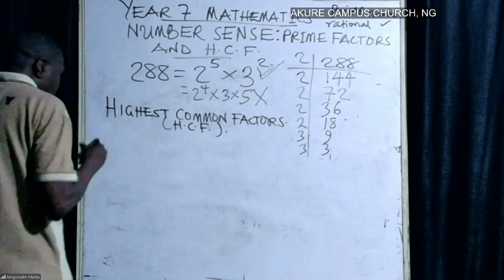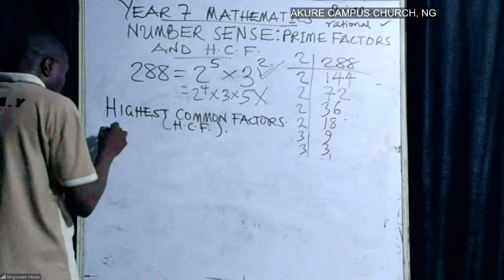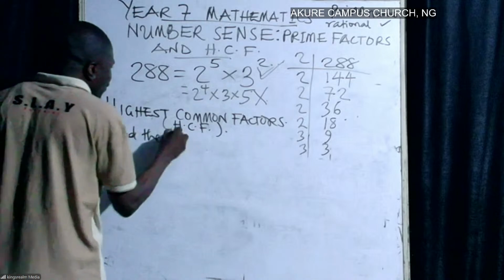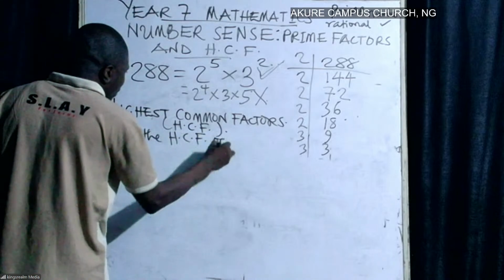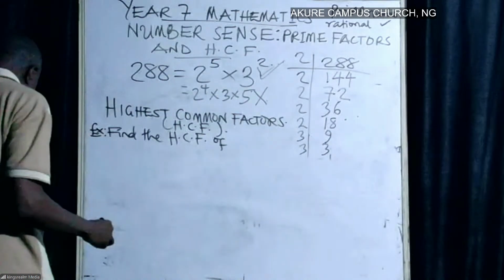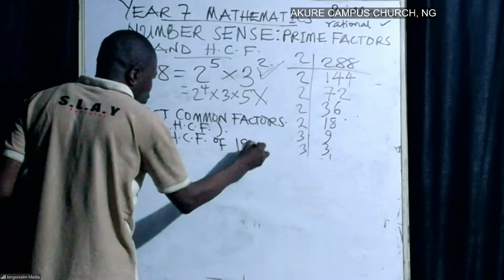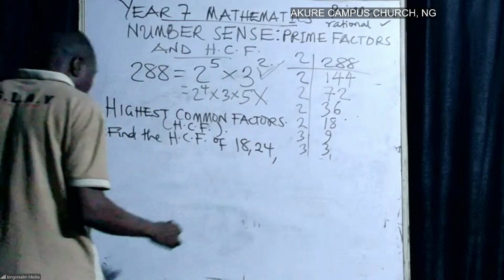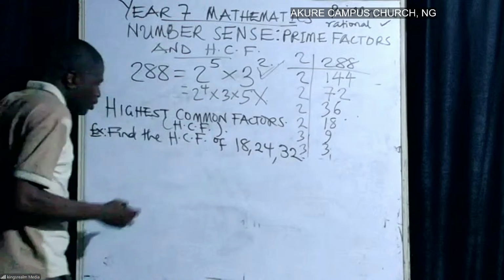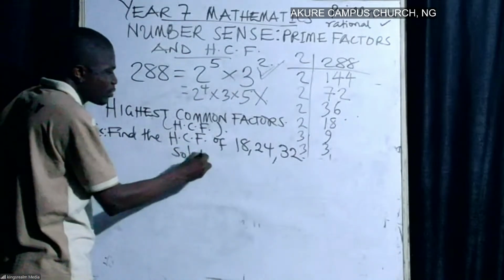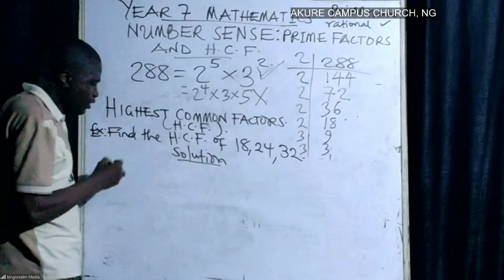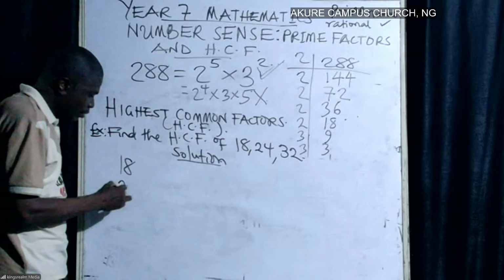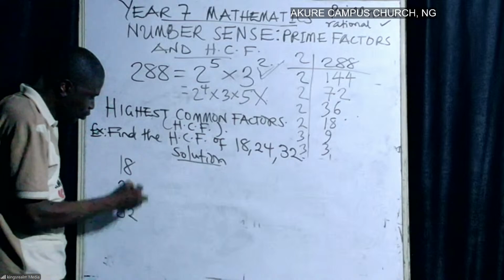For instance, for example, you can be asked to find the HCF, the highest common factor of these numbers. Let's say 18, 24, and 32. So if we have a problem like this, so we have 18, so you write the numbers out, and then we have 24 and we have 32.